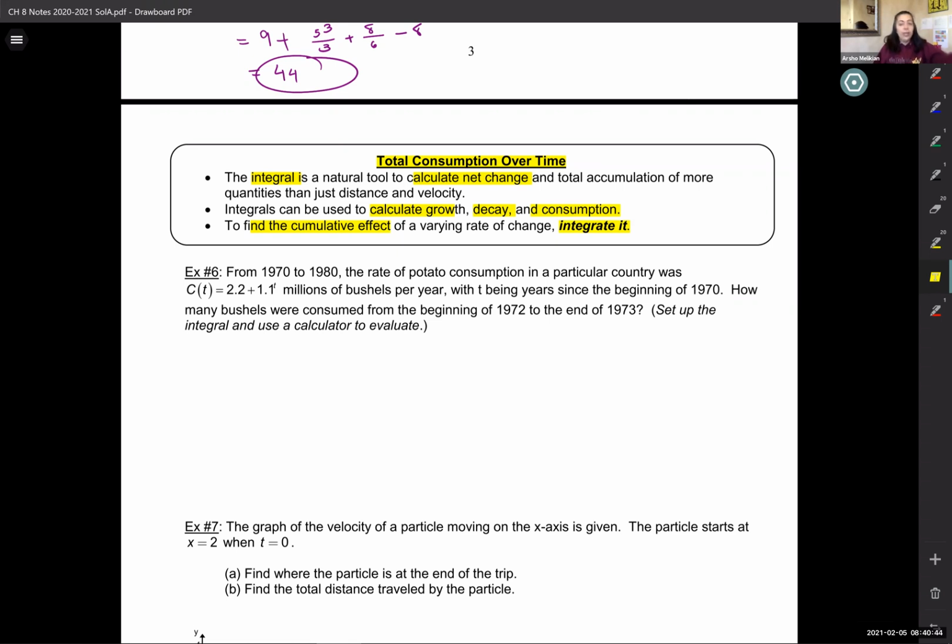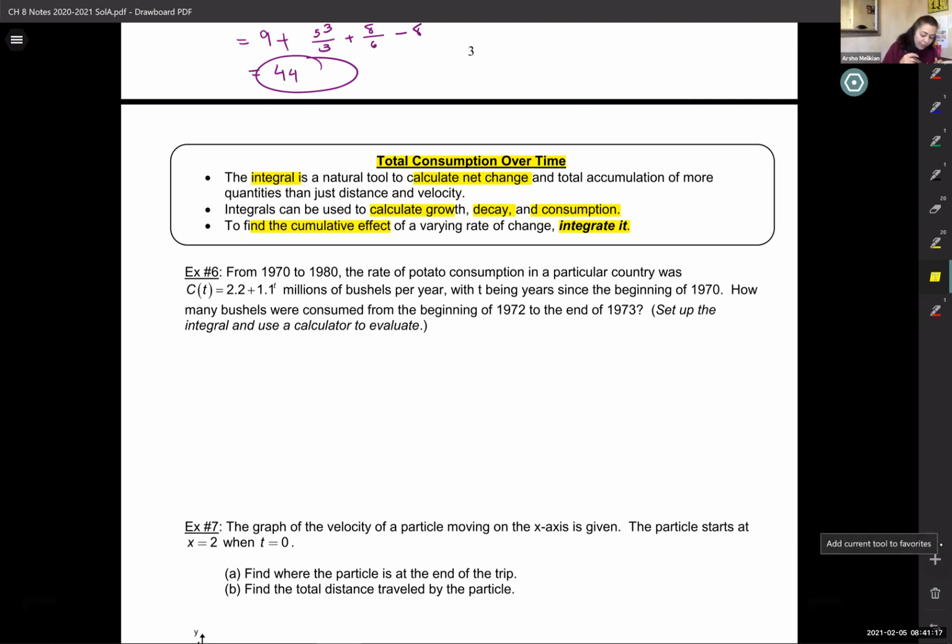For example, if there's an amusement park, people enter at different rates. Like there's a huge rush in the morning, and then it might dwindle at some point, and then there might be another rush in the afternoon. So the rate of people entering varies, but if you want to calculate how many people entered, that's an integral. You do that by integration. So take a look at this.